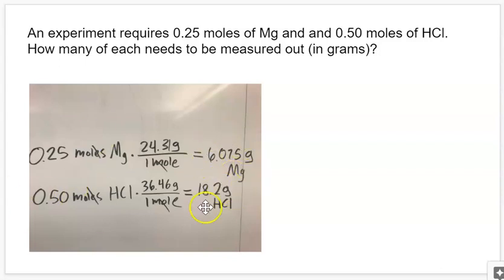And this tells us that at the end, we're going to need to weigh out about 6.1 grams of magnesium and about 18.2, about 18 grams of HCl. And you can see that even though the moles were in a 1-to-2 ratio, the masses that we measured out are not in a 1-to-2 ratio, and that's because their molar masses are quite different.